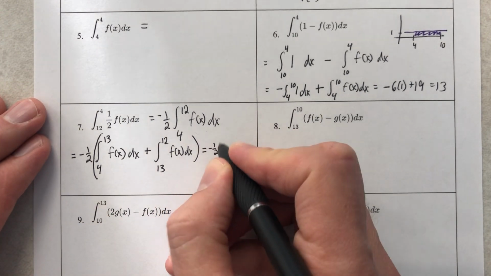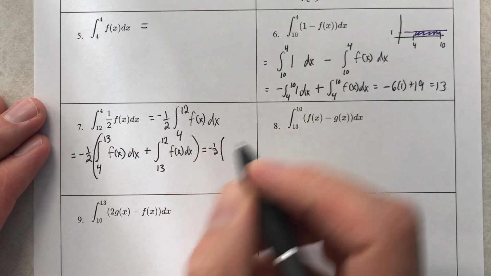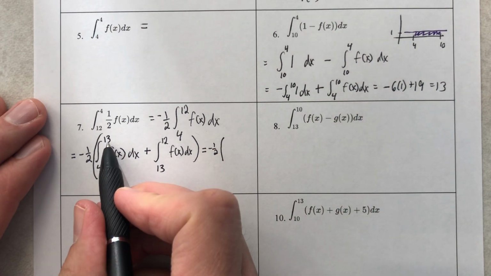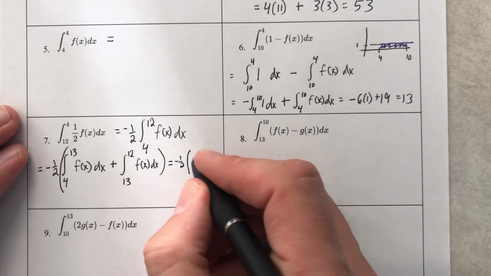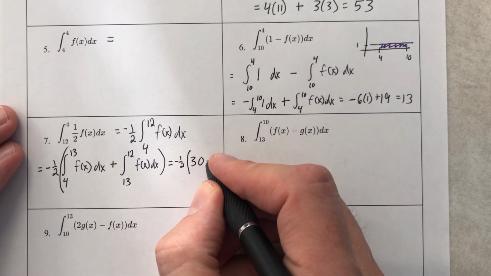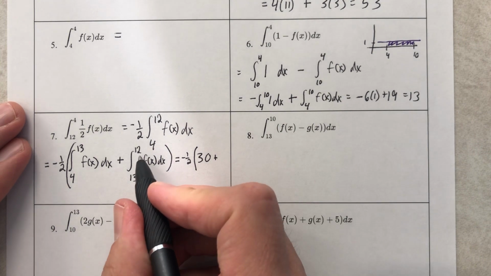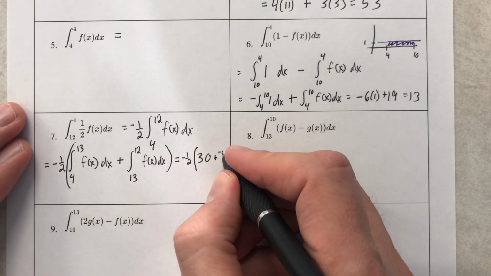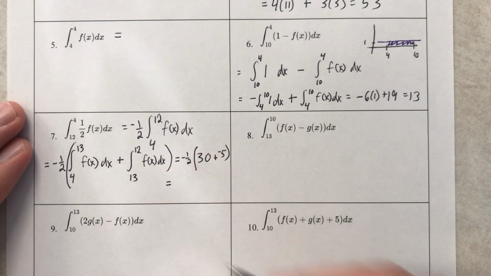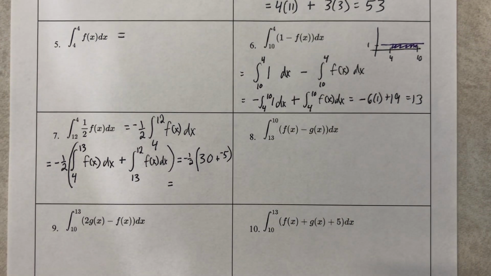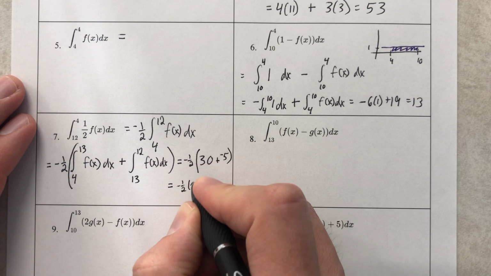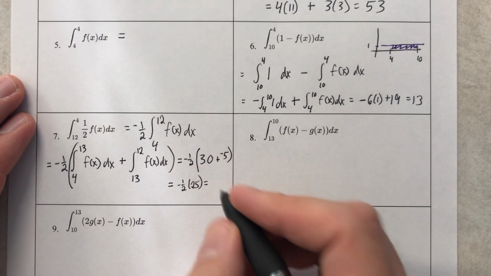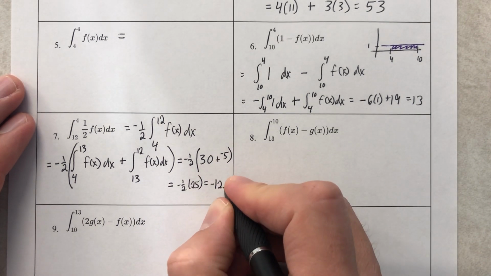Negative 1/2 of, okay, 4 to 13 is, we found it was 30. That's been established a long time ago. And then 13 to 12, not 12 to 13, is negative 5. And we're back where we were when we saw it visually. But it's not always going to be practical to have the visual for it. So negative 1/2 times 25, which as we established like a day ago, is negative 12.5.